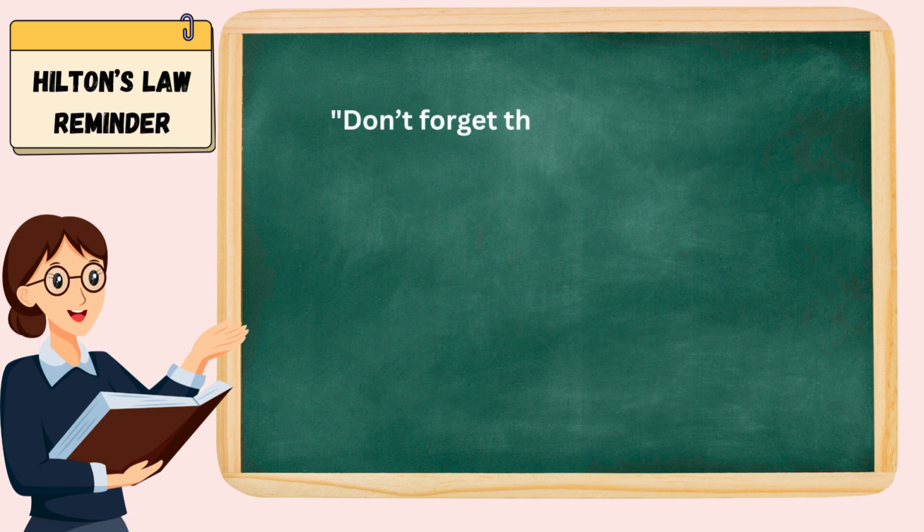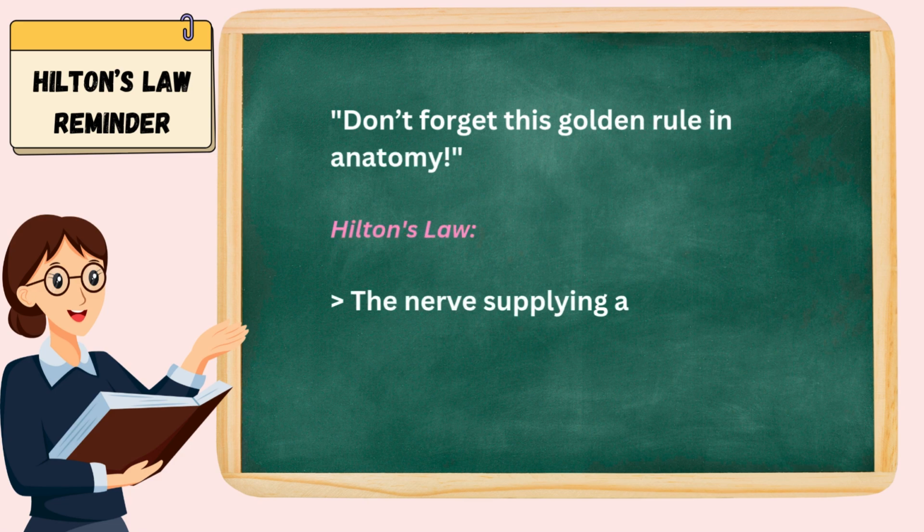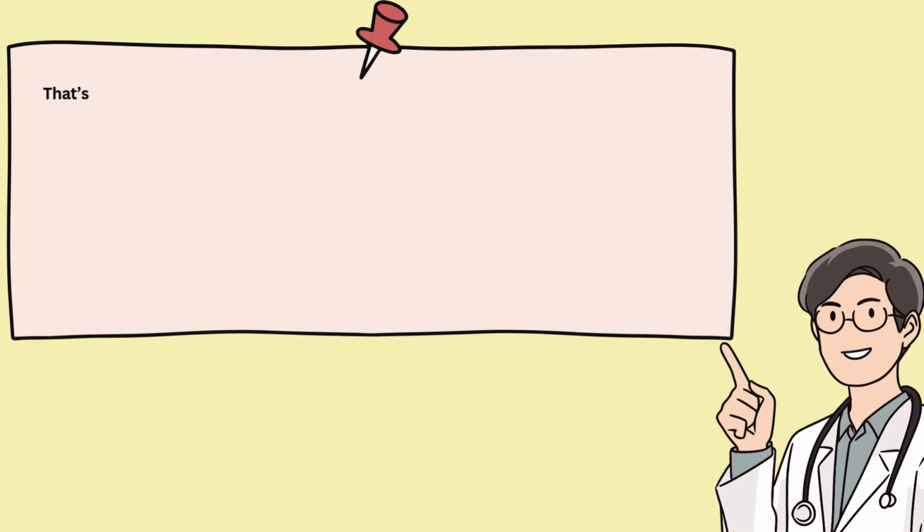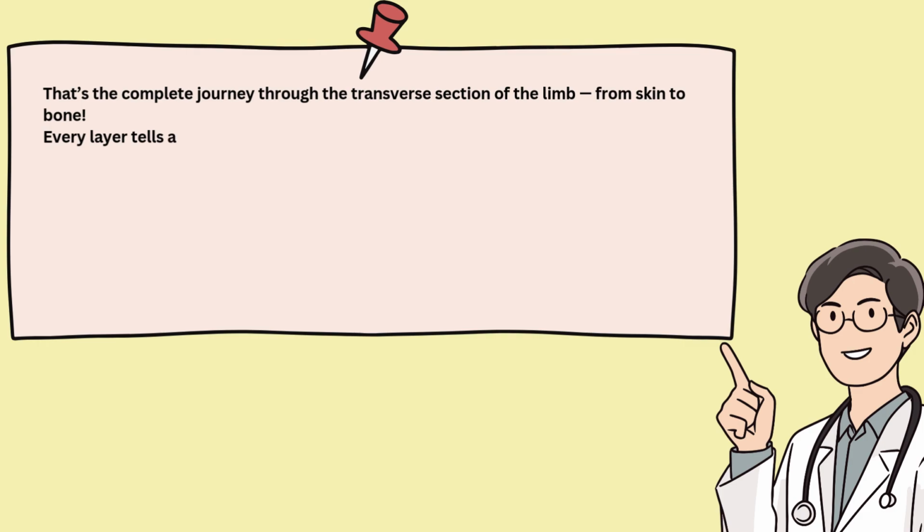Hilton's law reminder: don't forget this golden rule in anatomy. Hilton's law: the nerve supplying a muscle also innervates the skin over it and the joint it moves. That's the complete journey through the transverse section of the limb, from skin to bone. Every layer tells a story, every structure has a purpose, and now, you know them all.